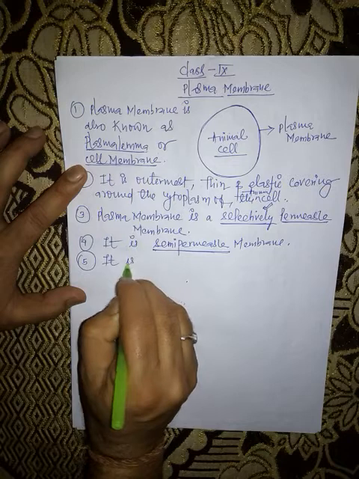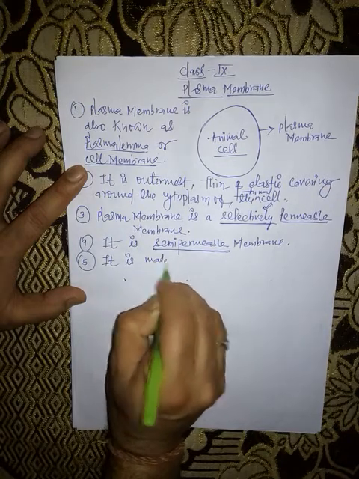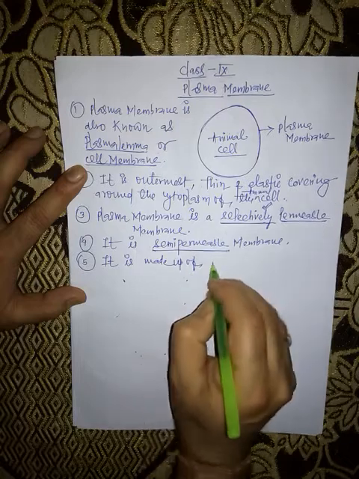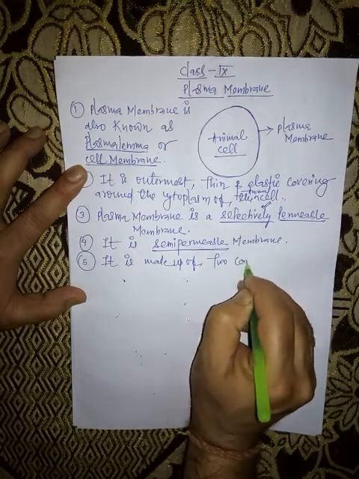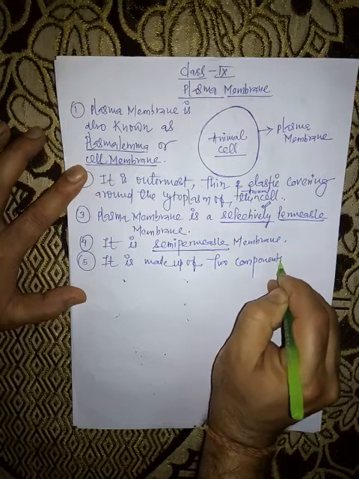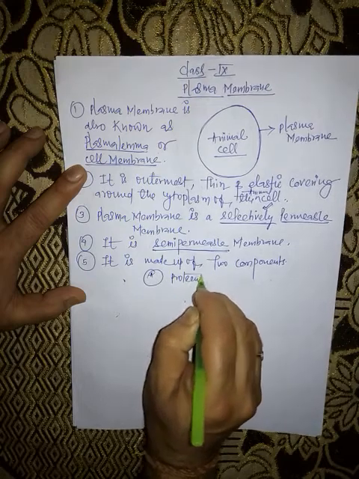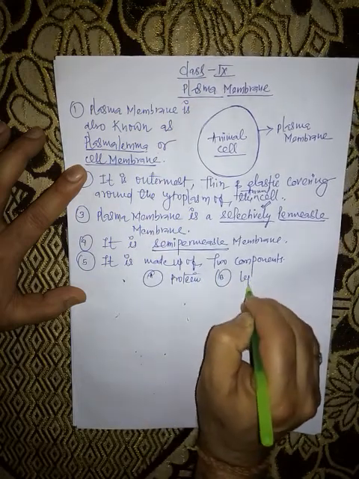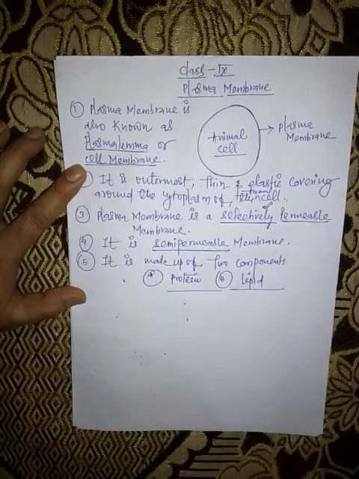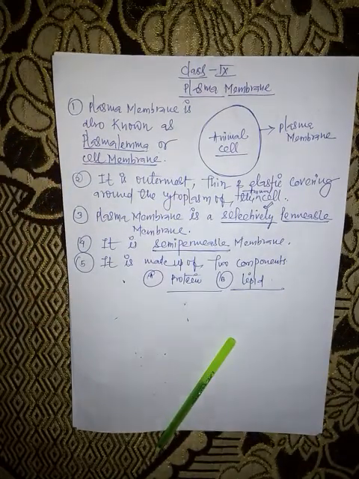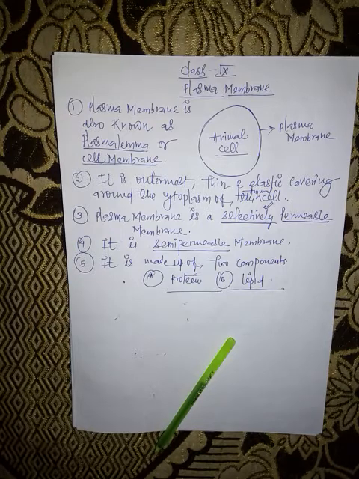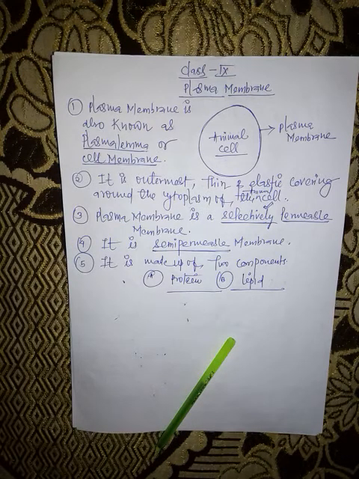It is made up of two components. First, protein and lipid. It means the cell membrane is made up of two components. The first component is called protein and the second component is called lipid. It means it is formed by lipid and protein.